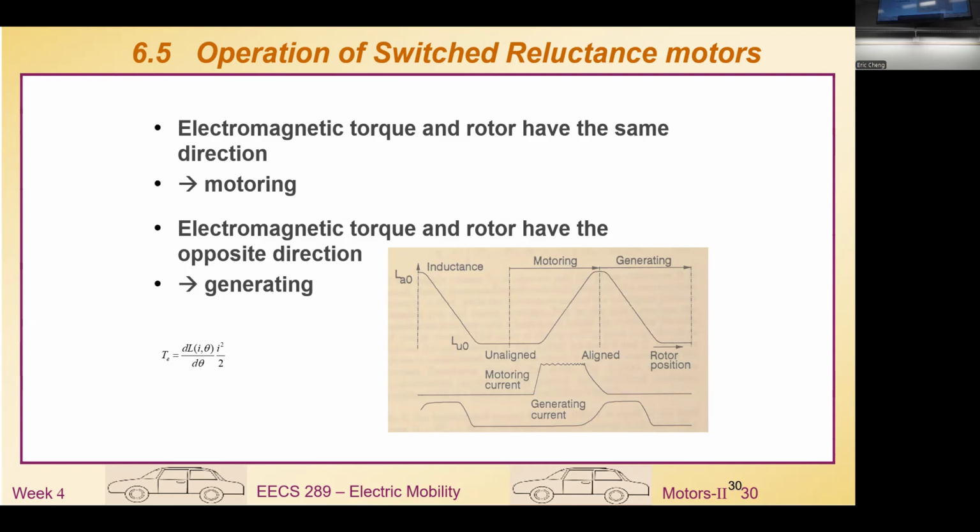You can see that the torque equation here relates to the change of inductance and also to the square of the current. So that means high current, high torque, and vice versa. It is also linearly proportional to the change of the inductance, so this slope is proportional to the torque as well. If we have a sharper slope, a higher change of inductance, then we are able to have high torque. So that's one way to look at it.